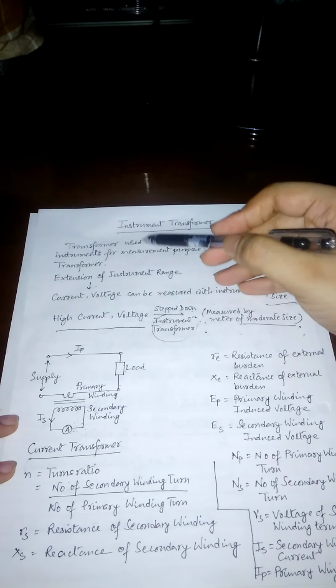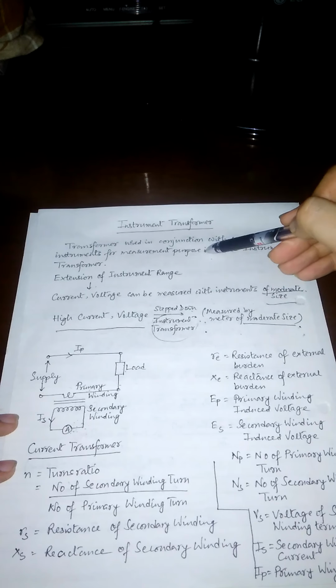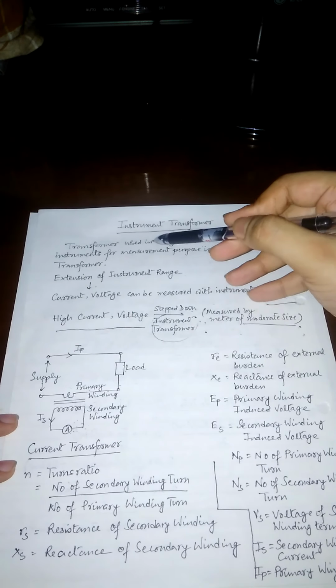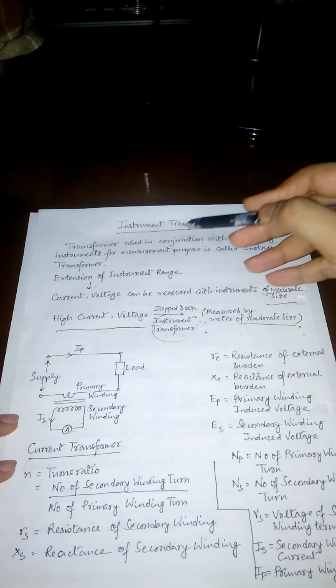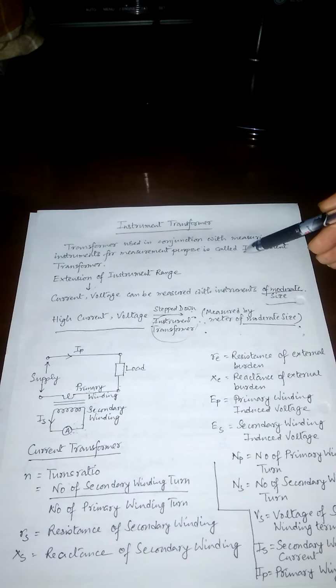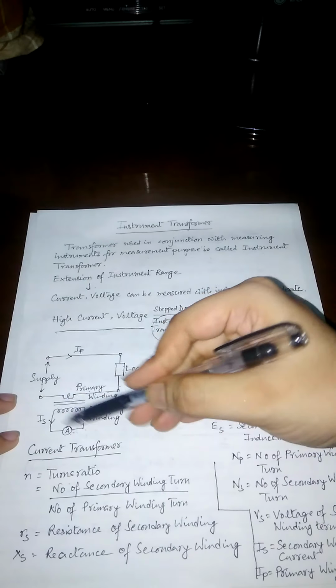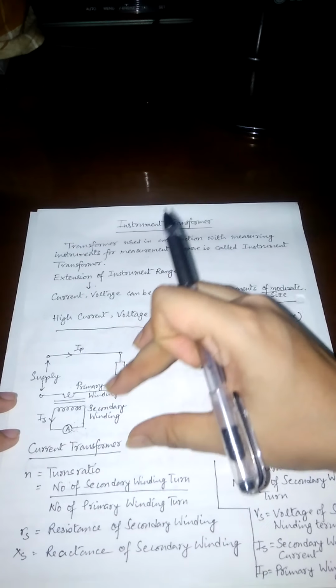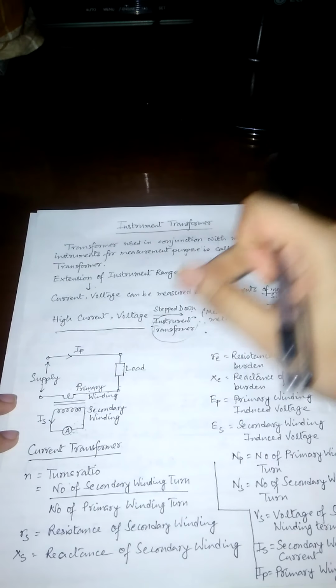That means this is the discussion that we have done. The instrument transformer is that transformer that is used in conjunction with the measuring instrument for measurement purpose. So this is the circuit diagram of current transformer, that means CT.